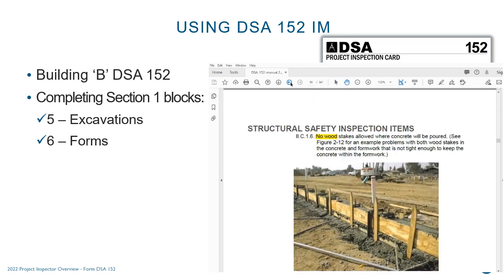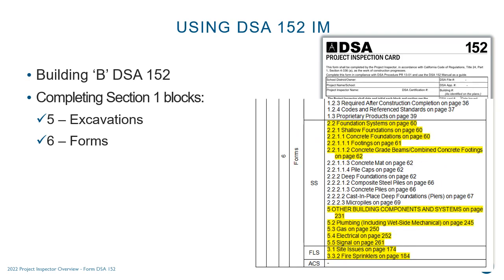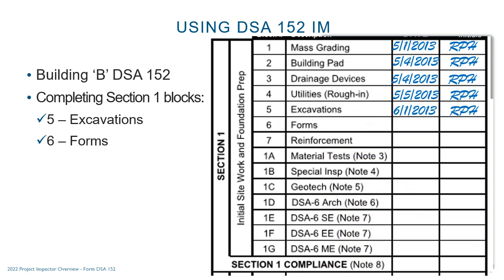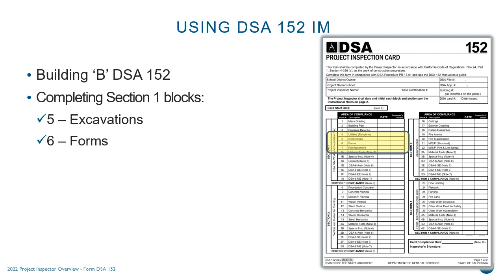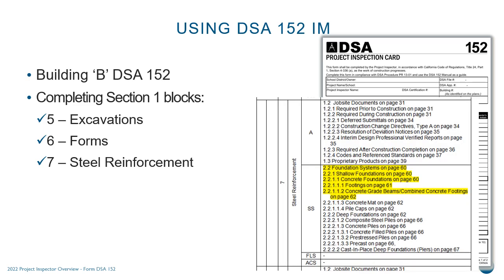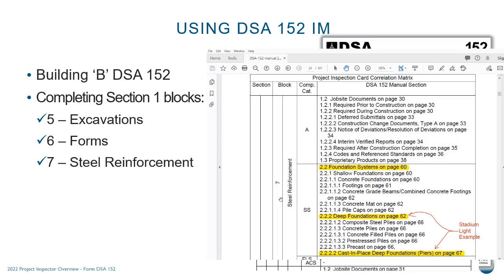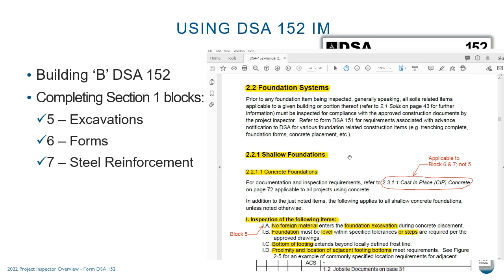We can go back to the card. And after verifying those items through the inspection and the documentation, we come to the card and we will put the date and initial. Now we'll move on to the next block, steel reinforcement. Once again, going back to the inspection manual, for block 7 with steel reinforcement, clicking again on this hyperlink takes us down to that section.